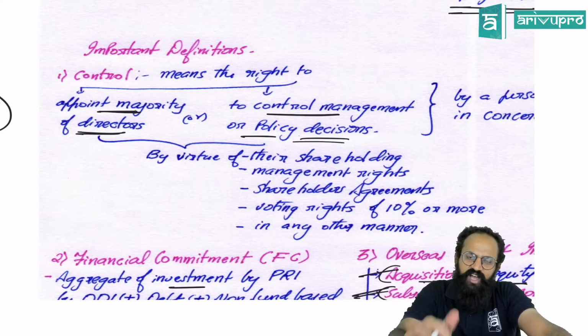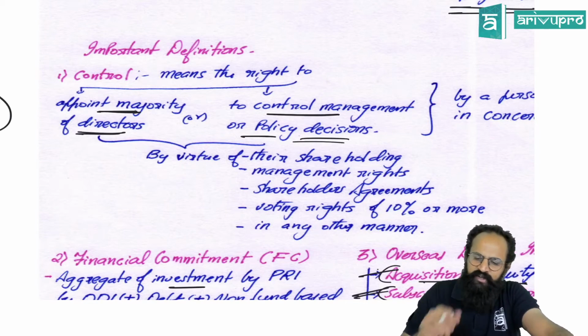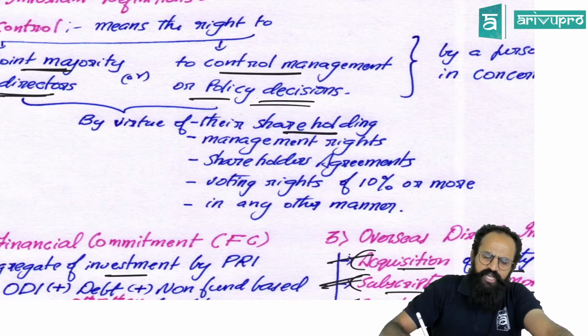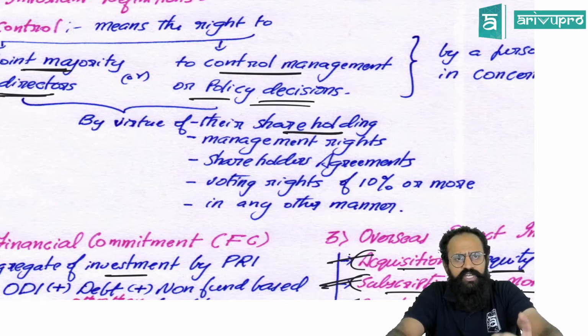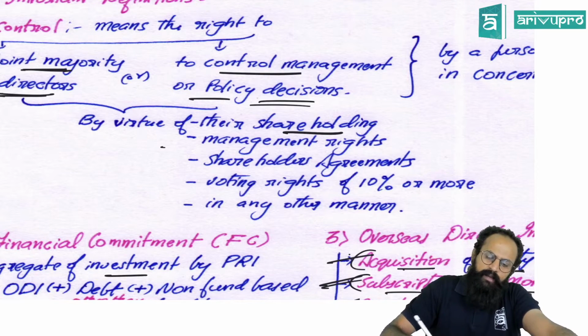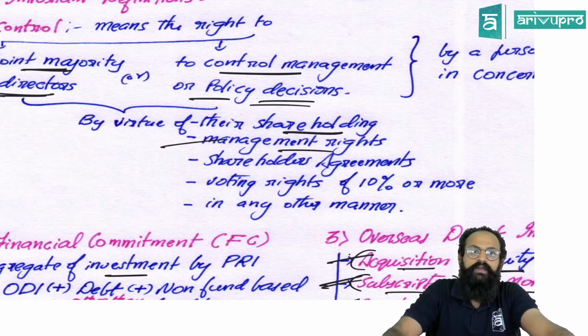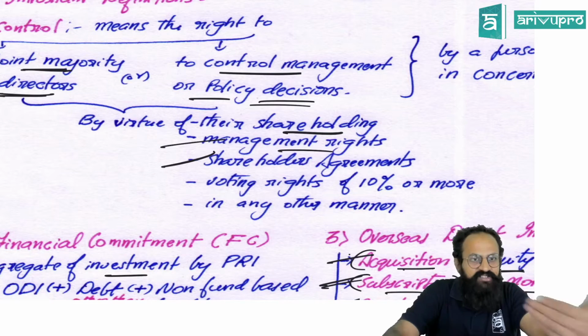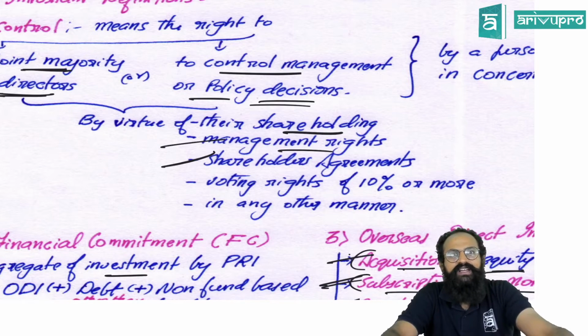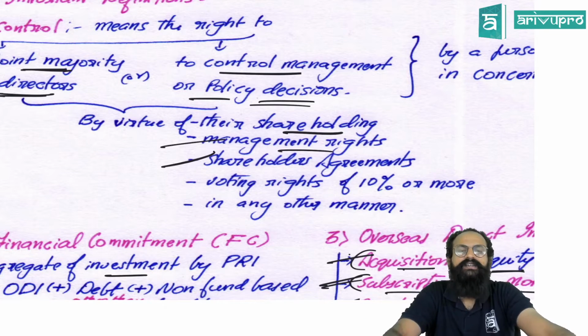So now the question is, how did you get this control? It can be by virtue of shareholding. Because of my shareholding, I'm a majority shareholder. By that I could have got it. Second one, or by management rights or shareholders agreement. This is what is called shareholder agreement. Now, for example, in Shark Tank episodes on YouTube, just watch 1 or 2 episodes. You'll get a fair idea.